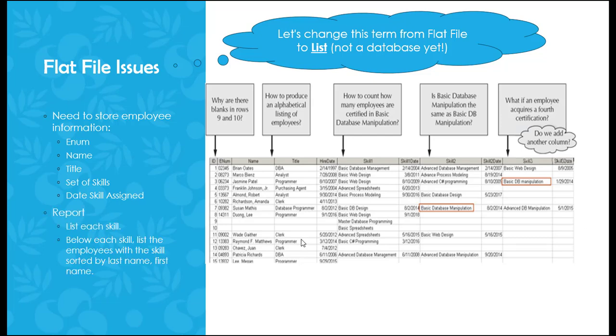All right, so I'm asked to generate a report that first lists each skill in alphabetical order, and below each skill, let's go ahead and put in the name of the employees that have that skill. Not an easy thing to do with this list, but let's look at this next set of data.